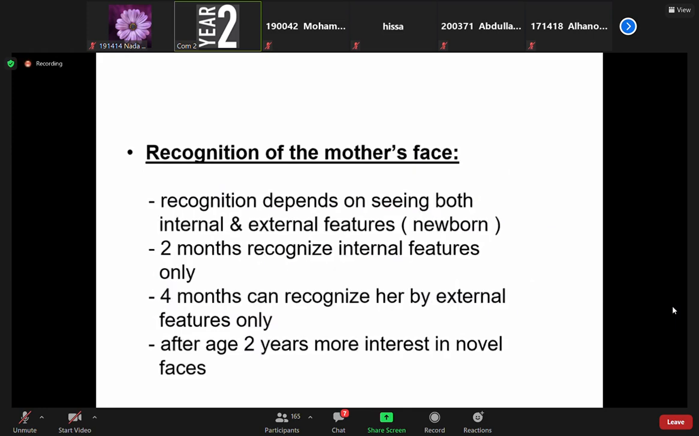All right, so the recognition of mom's face really depends on seeing both. Her internal features would be the eyes, nose, and mouth. External features would be more like hairline and ears. So 2 months old may recognize more internal features only. They have to see her eyes, they have to see her face. 4 months old can recognize her by her external features. So they've already known what her internal features look like. Now they can actually recognize her external features.